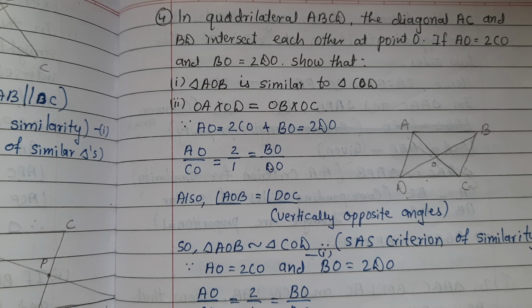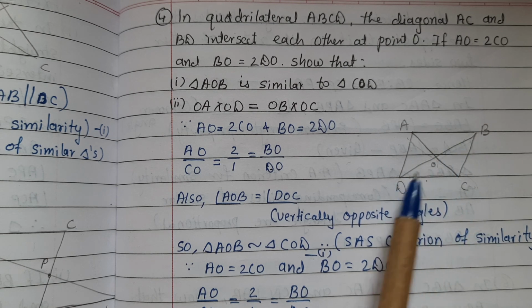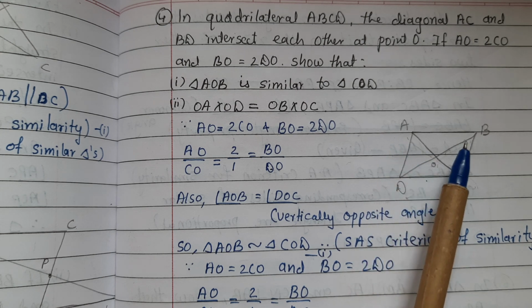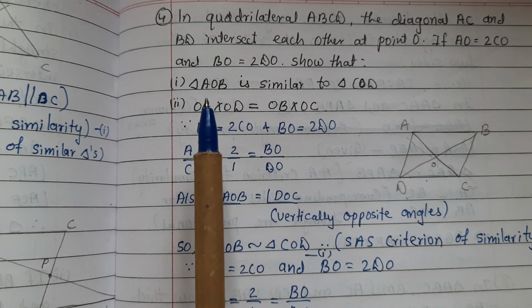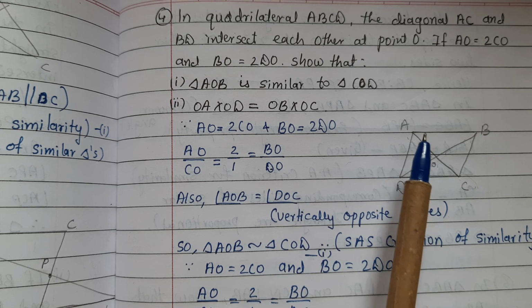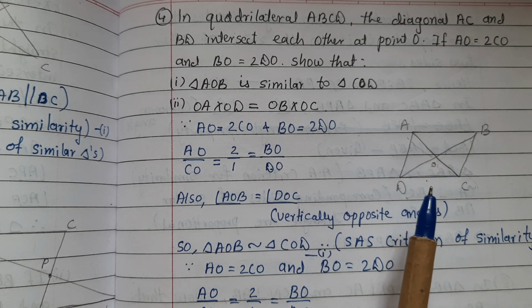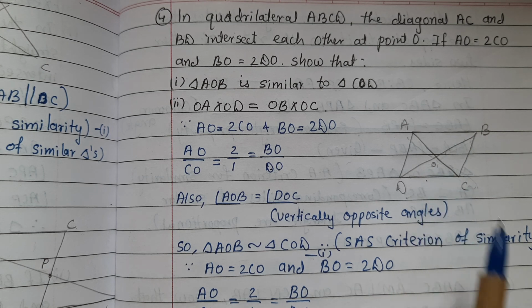Sum number 4. In quadrilateral ABCD, diagonals AC and BD intersect each other at point O, and AO is equal to 2CO and BO is equal to 2DO. Show that, first part, triangle AOB is similar to triangle COD. Second part, AO into DO is equal to OB into OC.